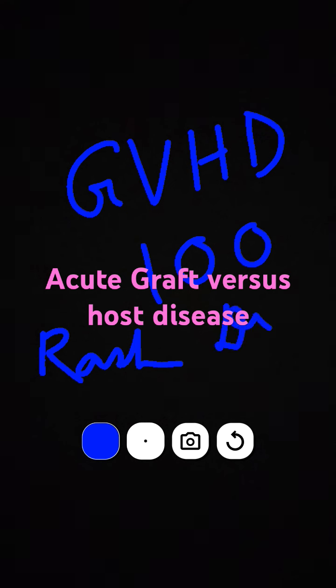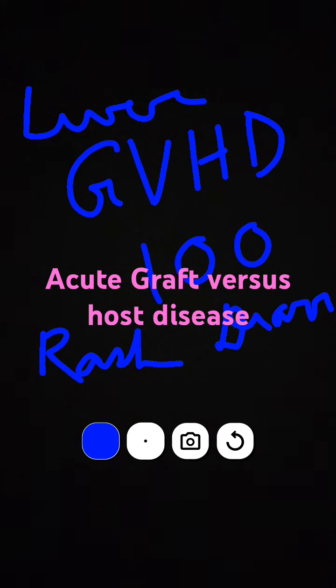And in acute graft versus host disease, the symptoms are like a rash, which is a maculopapular rash. There may be diarrhea, profuse watery diarrhea, and there may be liver inflammation.